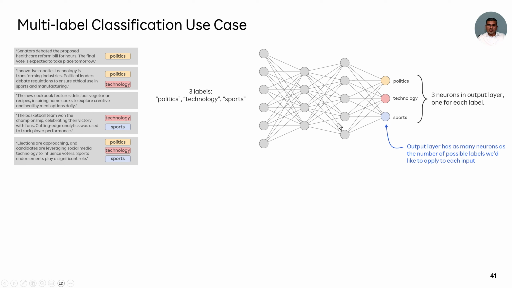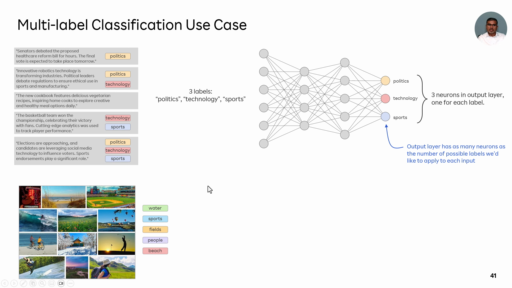You build a neural network. So first question, how many neurons do you need in the output layer? In this particular example, you need three. Why three neurons? Because each neuron corresponds to one of these labels. And simultaneously, multiple of these labels can get fired up, because then you could assign multiple labels to the same input.